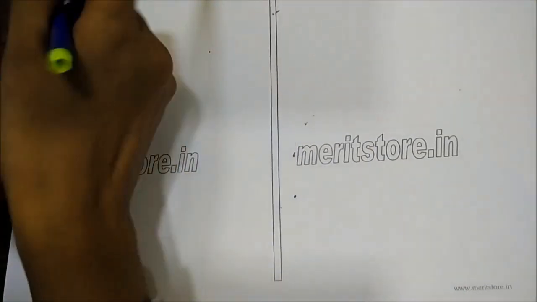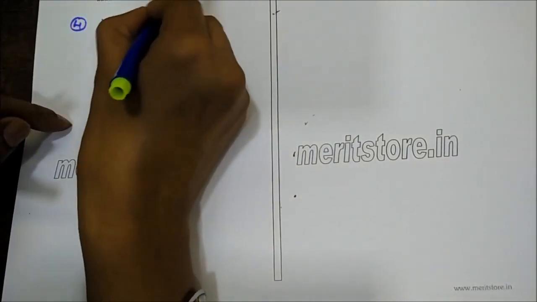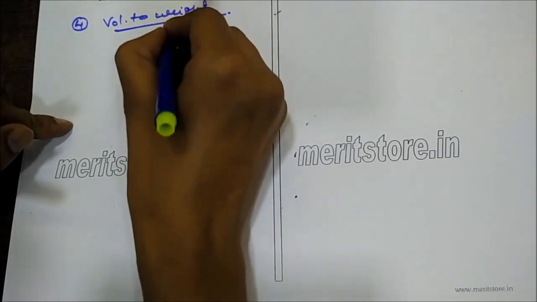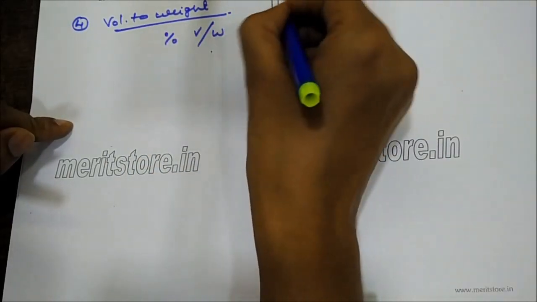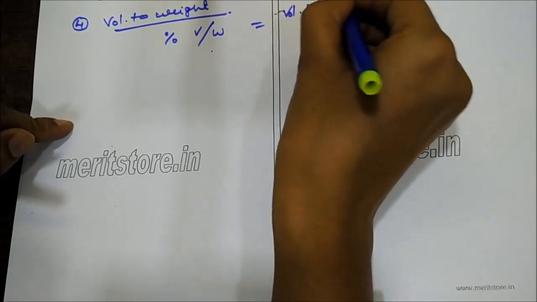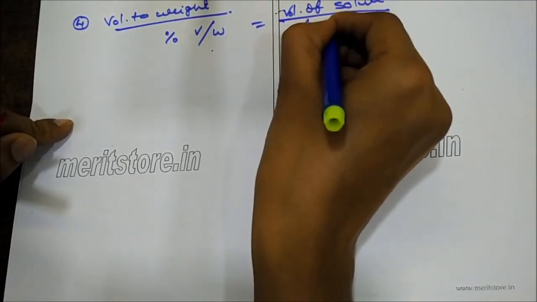Now the next is volume to weight concentration. In this we'll take volume of solute and the weight of solution.